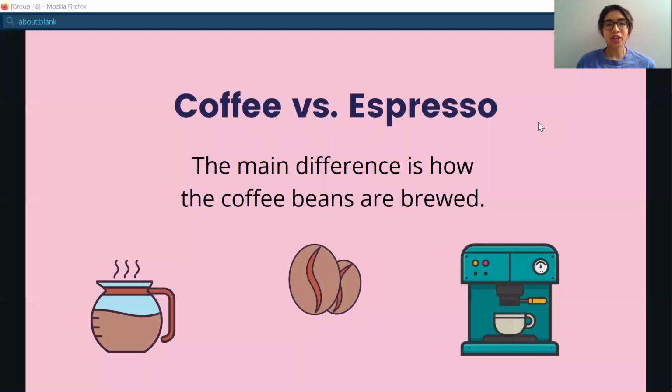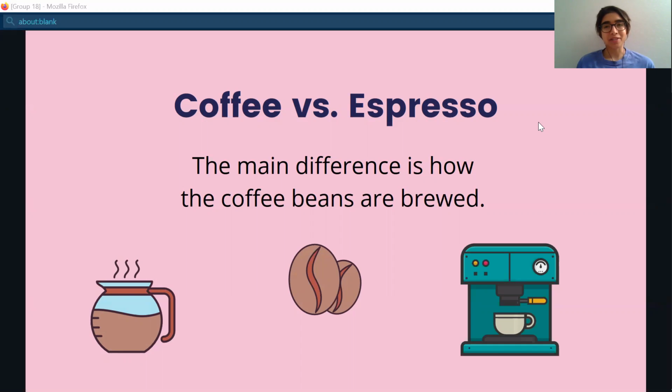So the main difference between coffee and espresso is the method of brewing. Espresso is brewed by pushing hot water through coffee grounds at an extremely high pressure for about 10 to 30 seconds. This requires a special machine, as you can see in the illustration below on the slide. Espresso usually comes in a small cup size, but is violently strong in flavor.